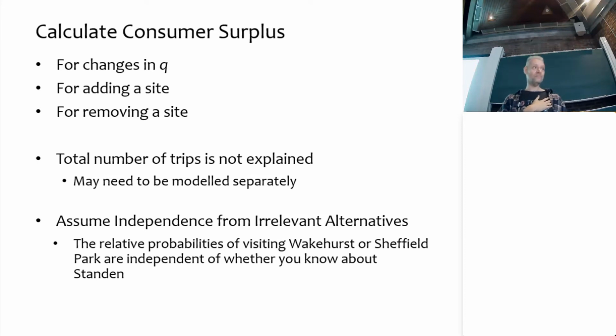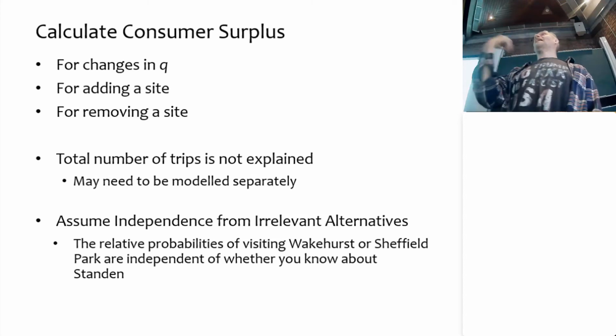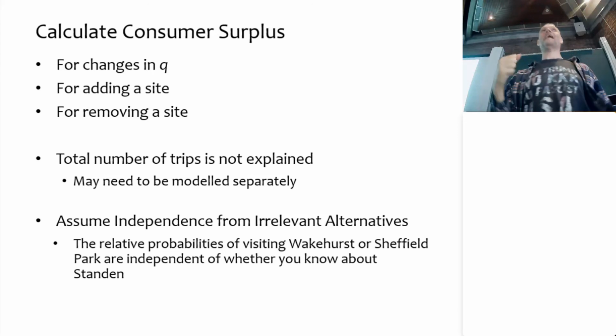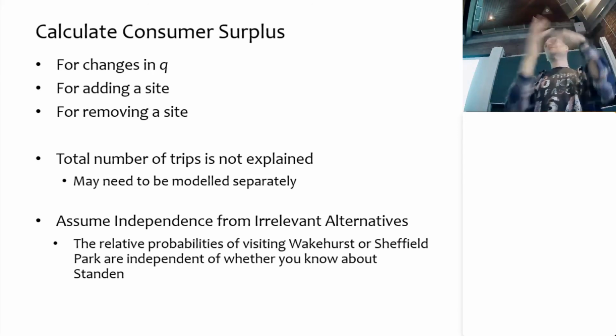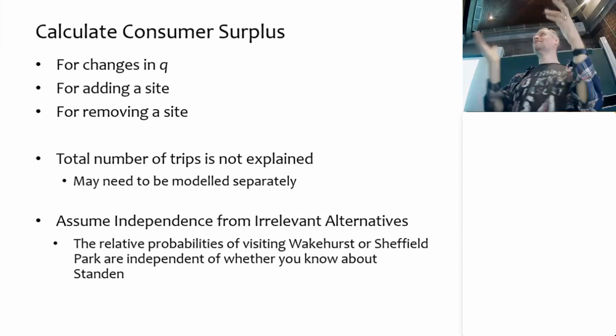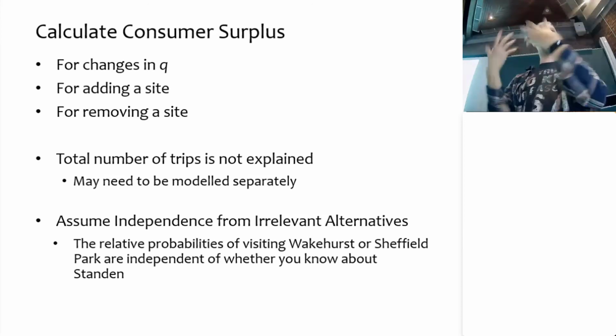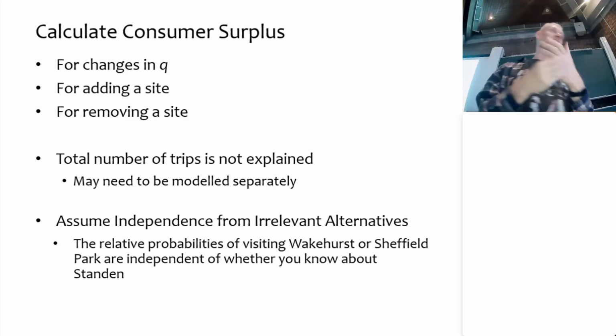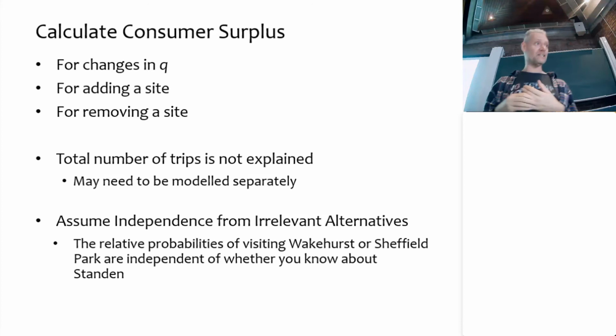In principle, then you can also investigate scenarios where you add a park. Of course, we're not adding a park, we're adding a bundle of characteristics. The characteristics of the new park are a combination of the characteristics of the existing parks. And you can investigate the implications of that, and you can of course also investigate the implications of removing a park altogether.